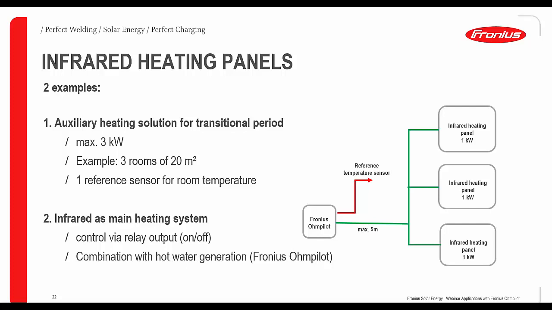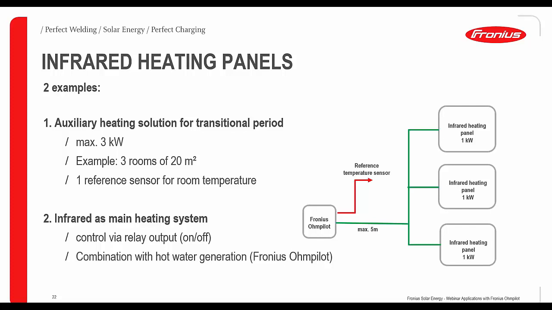And the second option would be that the infrared is the main heating system, so it's not controlled by the Ohmpilot itself, but by another system. And the Ohmpilot is basically just for generating the hot water and is controlling the infrared panels by switching the relay output on or off.